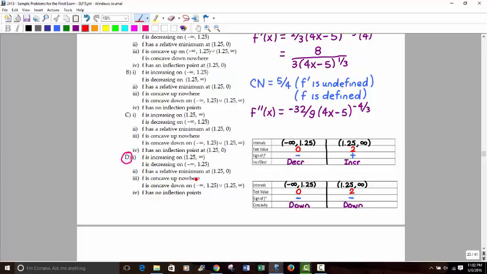Concave up, nowhere, that's correct. That's kind of a weird way to phrase it, but that's all right. Concave down on 2 separate intervals. Yep, both those intervals. And like I said, we have no inflection points. So D is definitely the correct answer to this problem.